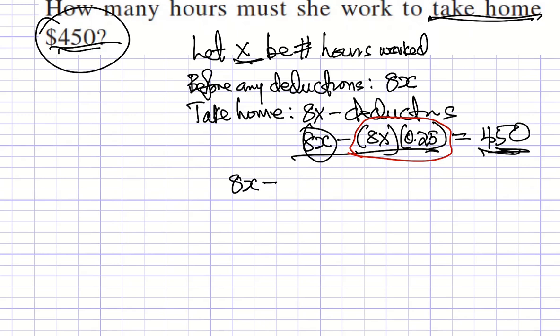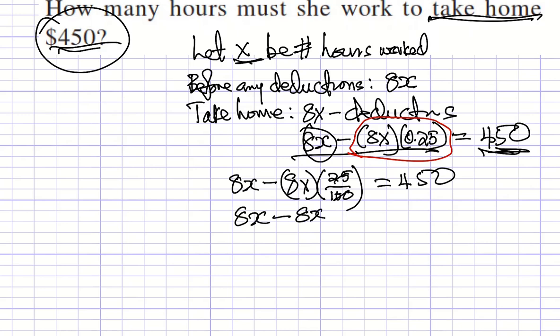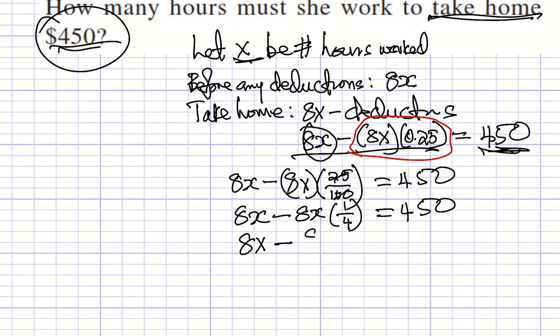Another way we could have written the whole thing, if we don't want to work with a decimal, we could have converted it like this: 8x times, because that stands for 25 over 100, so we could have written it as 1 over 4. 450 equals 8x minus 8 times 1 over 4, which is the same thing as 8x minus 8x over 4. You see that, right? It's equal to 450.